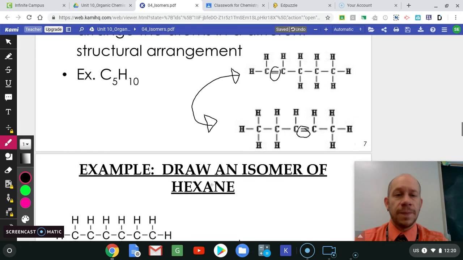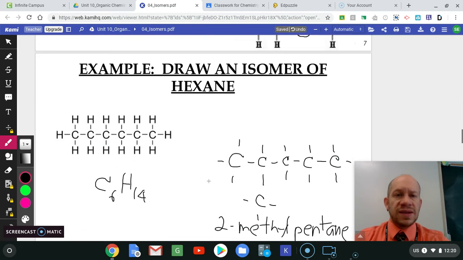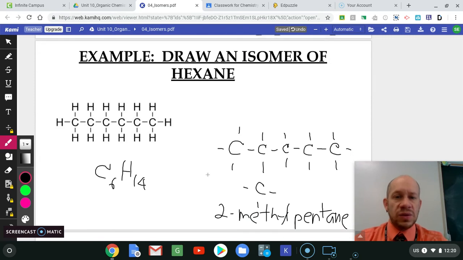So for example, draw an isomer of hexane. So you can do these in your notes. So first you need the molecular formula. This has 1, 2, 3, 4, 5, 6 carbons, and 1, 2, 3, 4, 5, 6, 7, 8, 9, 10, 11, 12, 13, 14 hydrogens. So I need to have over here 6 carbons, 1, 2, 3, 4, 5, 6, and 14 hydrogens, 1, 2, 3, 4, 5, 6, 7, 8, 9, 10, 11, 12, 13, 14.